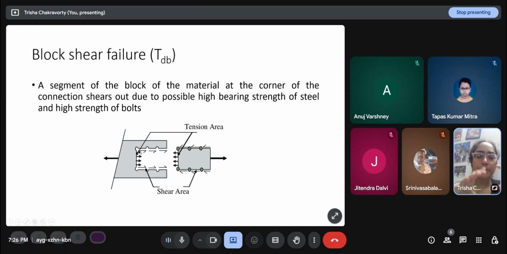You can imagine that, suppose this shears out. So this surface and this surface are undergoing shear, and this surface is undergoing tension because it's getting pulled apart. Shear is anything where there is a kind of dragging kind of failure. So these surfaces are the shear area.